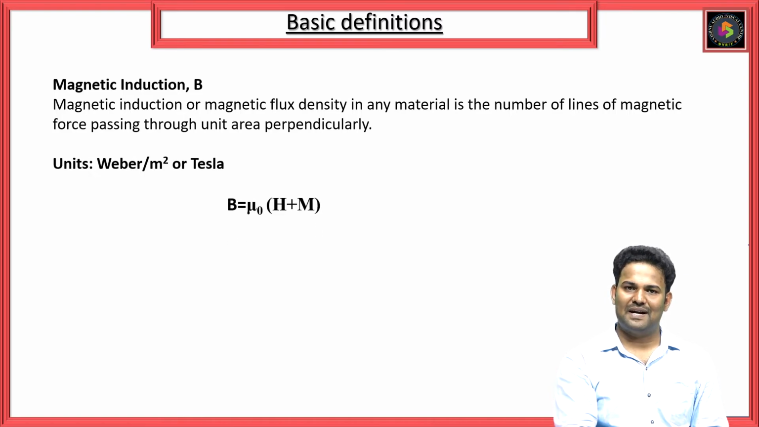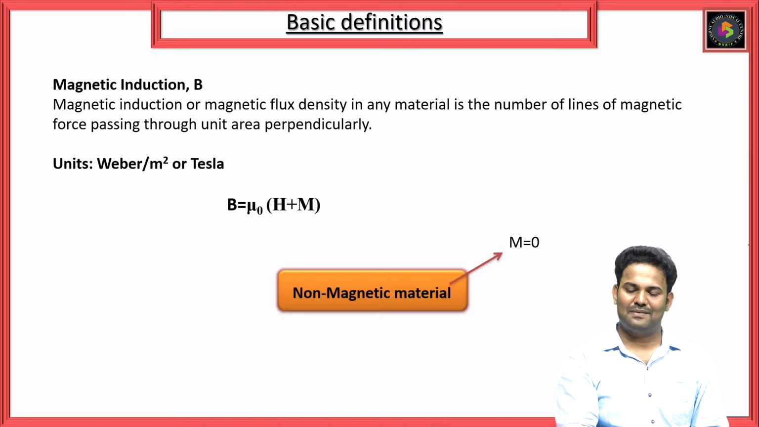So the unit for the magnetic induction is the Tesla. So the magnetic induction B is equal to mu naught into H plus M. Where B is the magnetic induction, mu naught is the permeability of free space, H is the magnetic field, and M is the magnetization.